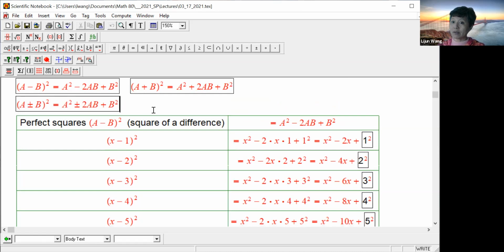Do I need to memorize this formula? I don't think so. I hope you don't need to memorize these two formulas either. But if you try to memorize this, then you need to know the plus corresponds to the plus and minus corresponds to minus. And the last term is always, always, forever plus b squared. Do you follow me?